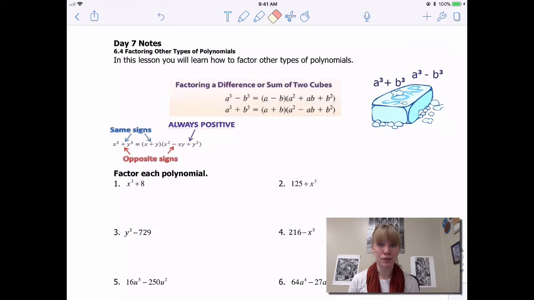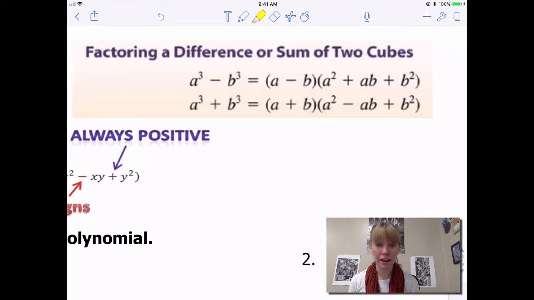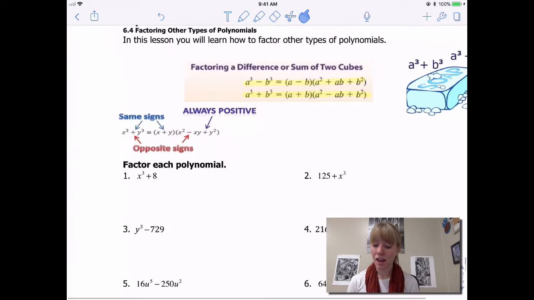Now, a cube is when you have something to the third power. So x cubed is x to the third. 2 cubed is 2 to the third. So this can be numbers or variables. So it's going to be in this form, which again looks kind of like alphabet soup. But this is what you'll be given on your guide. I'm going to show you a way to make this make sense, hopefully, today.